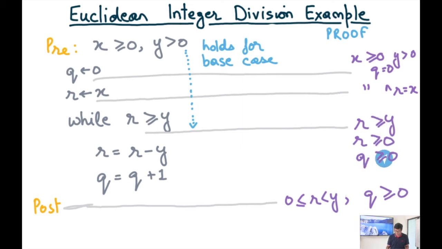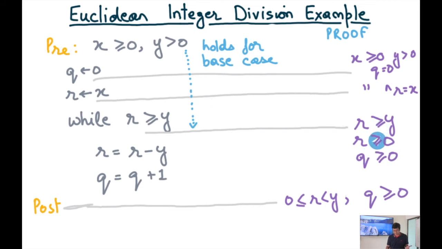So if I look at these three things here, I need to show that it holds for the base case, which means if I assume that x is greater than equal to 0 and y is greater than 0, and I execute these assignment statements, q gets 0 and r gets x, and also I execute this branch statement which says if r is greater than equal to y, and I actually reach this point, which means the branch condition was evaluated to true, then this is the condition that I get on the loop head.